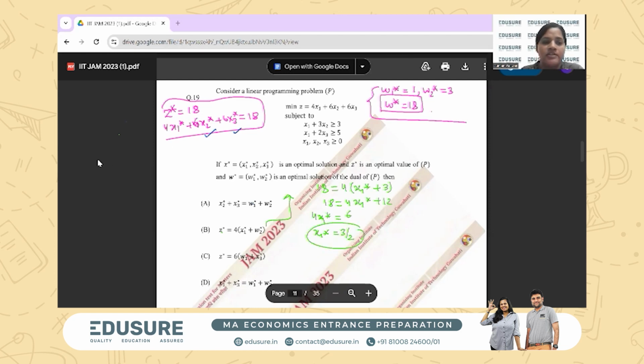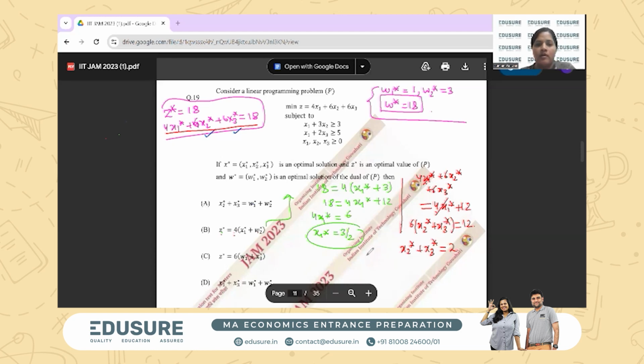Now let us also solve this. Z star can also be written as 4x1 star plus 6x2 star plus 6x3 star, which equals 4x1 star plus 4 into w2 star, which is going to be 12. Now this 4x1 star will cancel. So it means 6x2 star plus 6x3 star equals 12, which means x2 star plus x3 star equals 2.